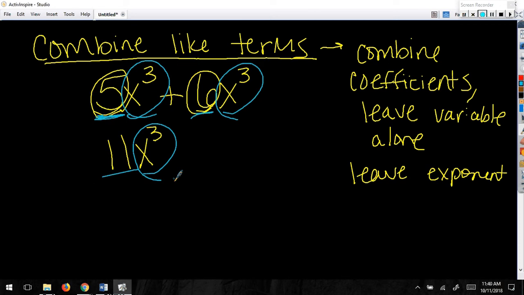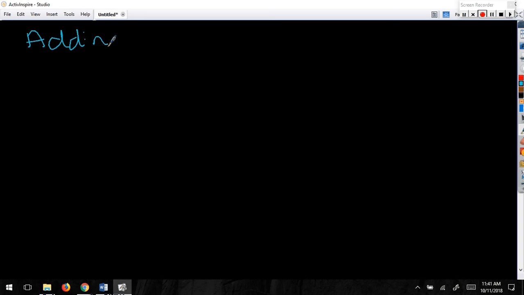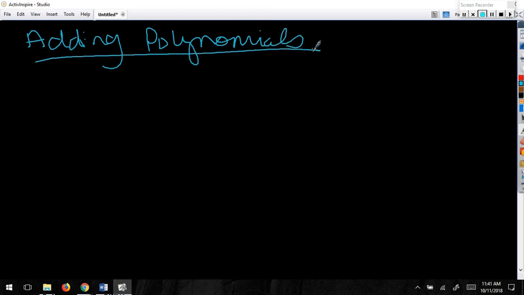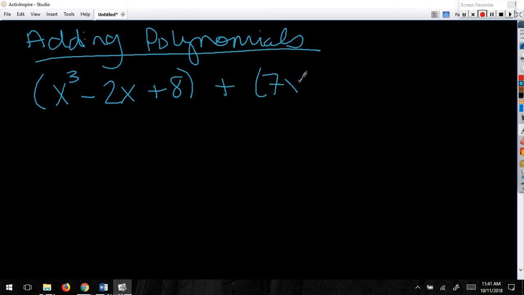So let's look at a polynomial. In fact, let's look at two polynomials to add. So we're going to get back to adding polynomials. I know I titled this adding polynomials to start with, but we had to do a little background. So now we're ready. I'm going to give you two polynomials here, and I'm putting them in parentheses just so you can recognize the two different polynomials. Let's say x to the third minus 2x plus 8. And I want to add to that 7x squared plus 2x minus 5.